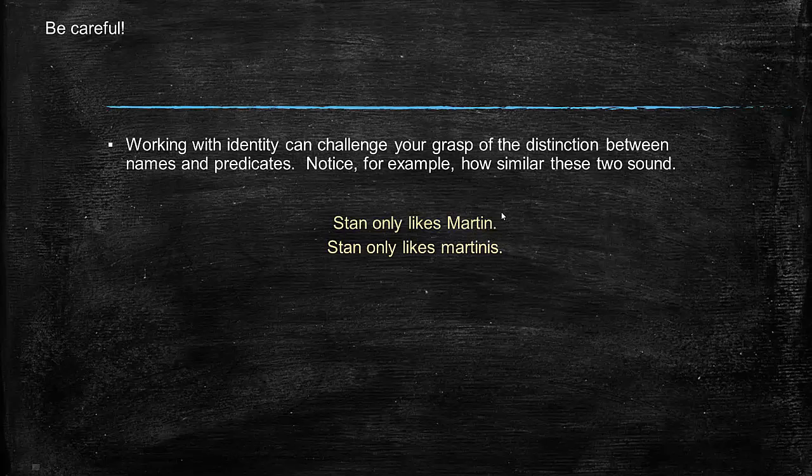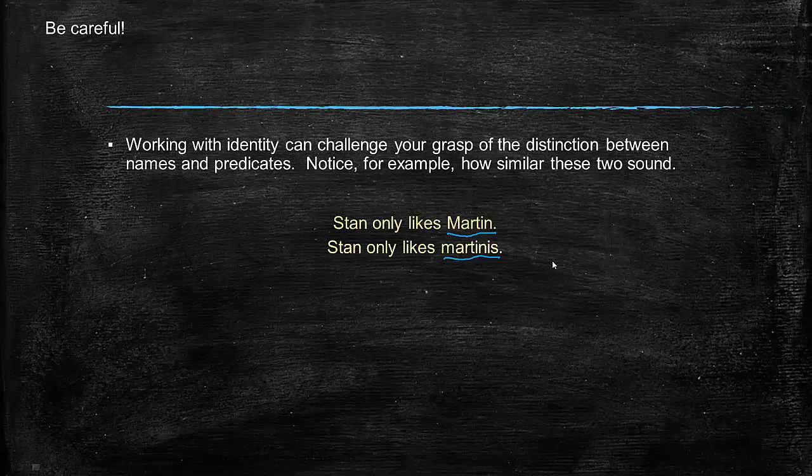So again, just to remind you, notice that Stan only likes Martin and Stan only likes martinis. They have the same grammatical structure. They seem on the surface like they would be treated in the same way. But if you just take a moment, stand back, Martin is what? Martin is the name of a person, and martinis is a predicate, right? There's being a martini, but martini isn't the name of a particular individual, at least as it is being used here.